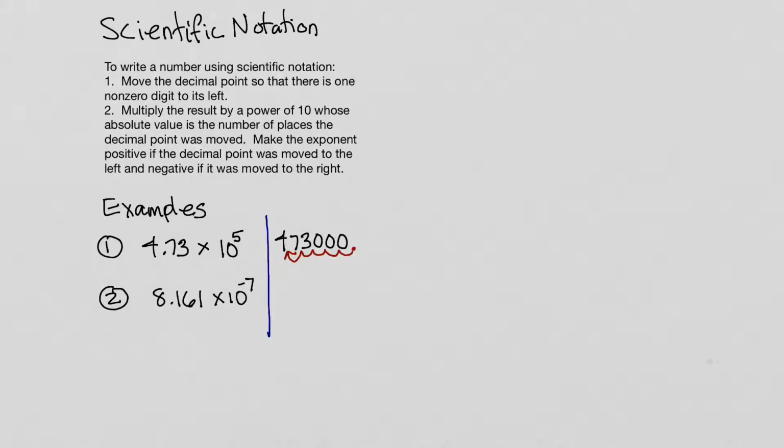So when we do that, let's write it here, we're going to have 4.73. We can drop those zeros. So we're moving it to the left times the power of 10. Now how many places did we move it? We moved it 5. So I'm going to put that up here as our exponent, and we moved it to the left, so we make this exponent positive. And that's exactly what we had over here.